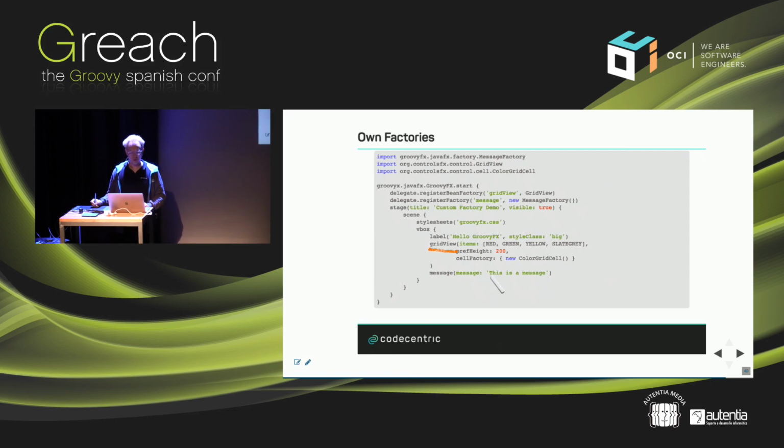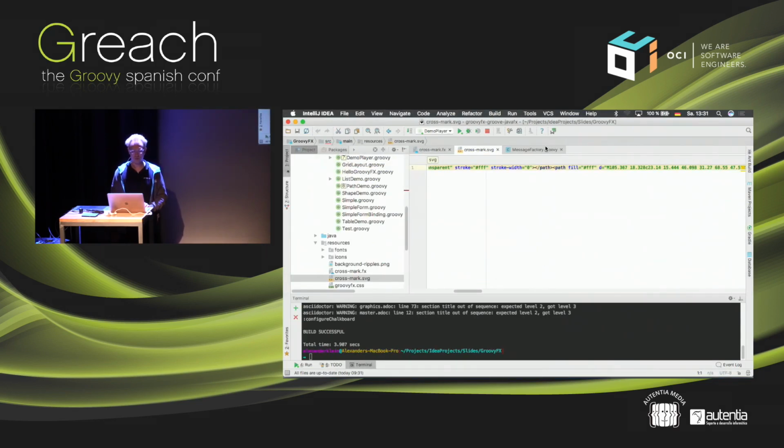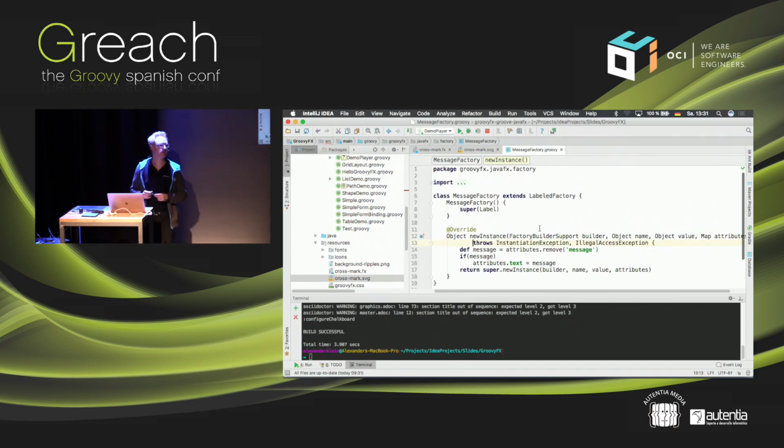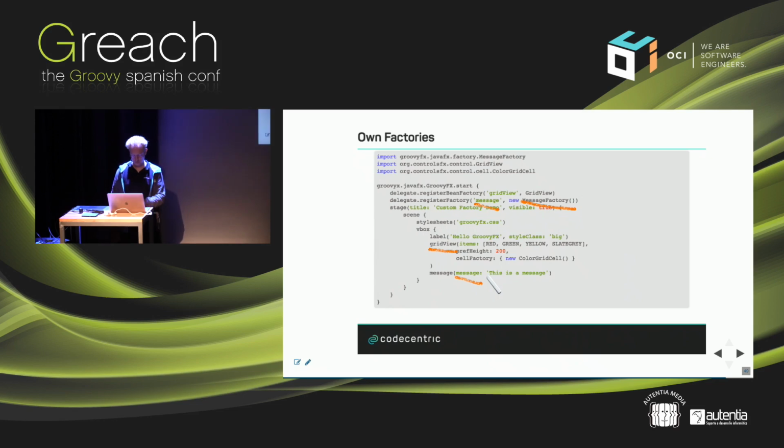And the other thing is, you can also create your own factory if you have more complex needs, and you just register the factory with, in this case, the message. And such a factory isn't so complicated. It is just the labeled factory. It's just a builder pattern, factory builder support pattern. And you can say, okay, this is my new instance, and here I do my stuff, and you have a lot of other options. This is a talk in itself I could give, but besides that, it's not so complicated to do, so you can easily enhance GroovyFX with your own stuff.